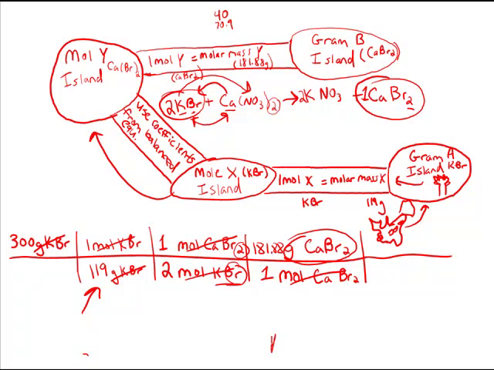So, in our calculator we go, all right, 300, that's our original amount. We're going to take that, divided by 119 because it's on the bottom. Then again, divide by 2 because it's on the bottom. Then multiply by 181.88 grams. And we get a final answer of 229.26 grams of calcium bromide. That would be our final answer for how much money we have left.